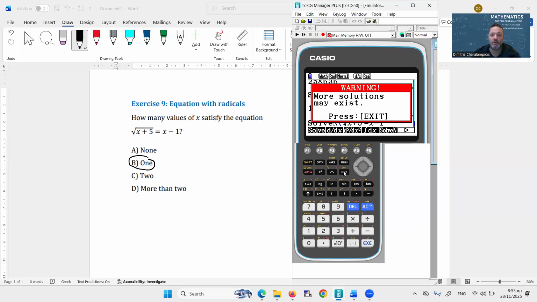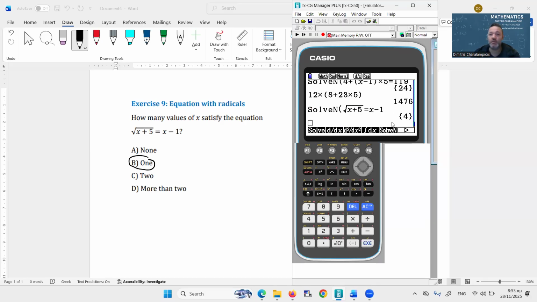Execute, exit, and yes, the GDC confirms that there is only one solution to this equation. So once again, the right answer for that question would have been B.